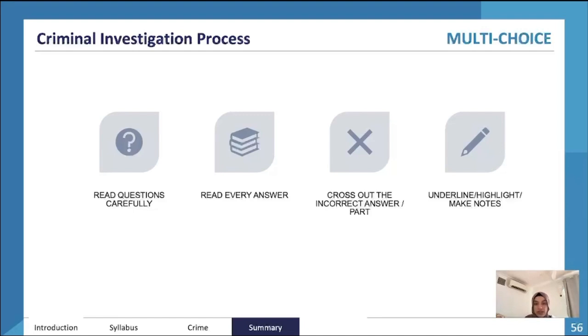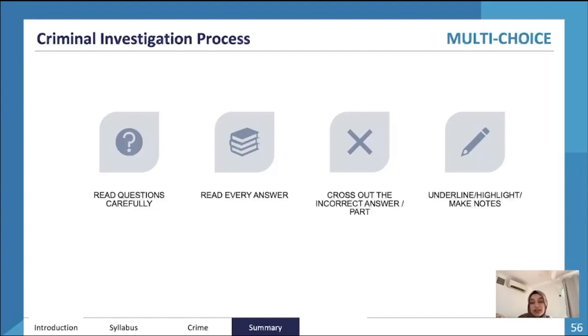In terms of the multiple choice, make sure that you read the questions carefully. Make sure that you read every answer. I just realized that this is incorrect, so please ignore that. But yeah, make sure you read your questions carefully. You read every answer. Make sure you're highlighting, you're underlining, especially for things like multiple choice, where some of the options may seem really similar. Just make sure that you're able to pick apart the differences.